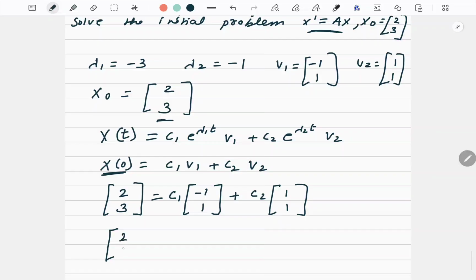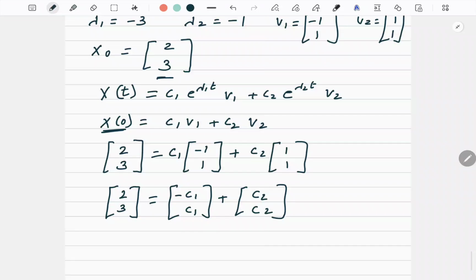So 2, 3 is equal to, this will become minus C1 plus C2. Right? So this gives me two equations: minus C1 plus C2 is equal to 2, and C1 plus C2 is equal to 3. Now solve these two equations.